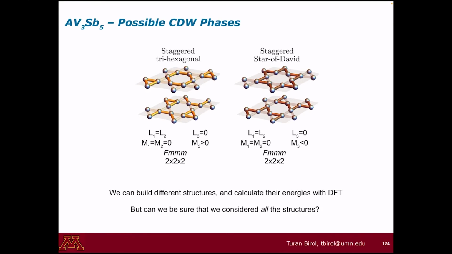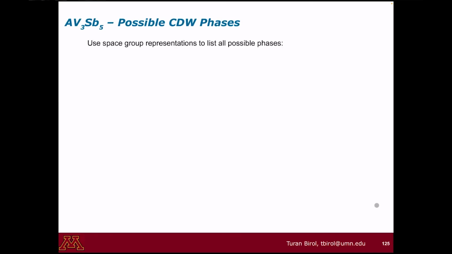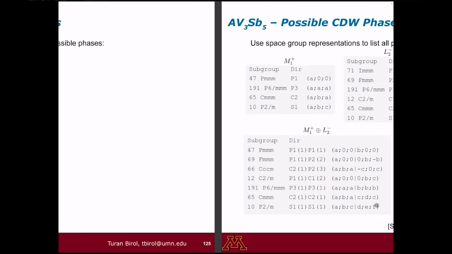So when we start doing this, being somewhat experts in group theory, we want to make sure that we have considered all the structures that one can possibly obtain by these two phonon instabilities. For that, we use the space group representations. We know from DFT that the M point phonon is M1 plus and the L point phonon is L2 minus representation of the space groups.